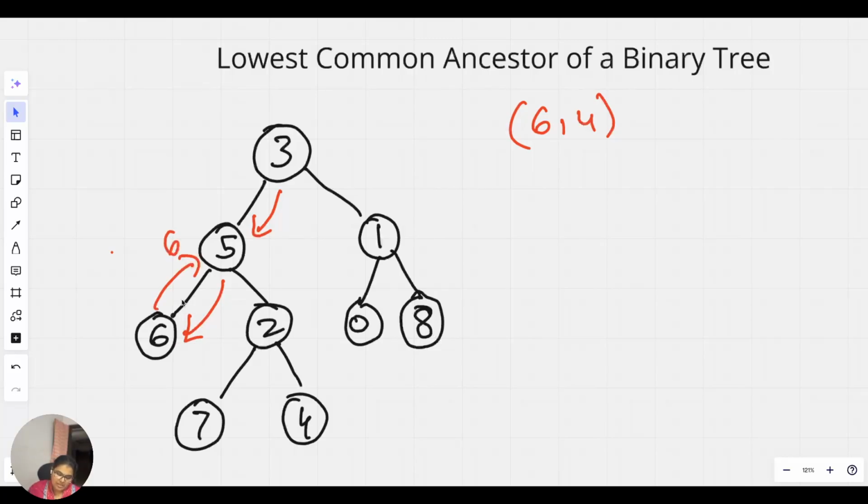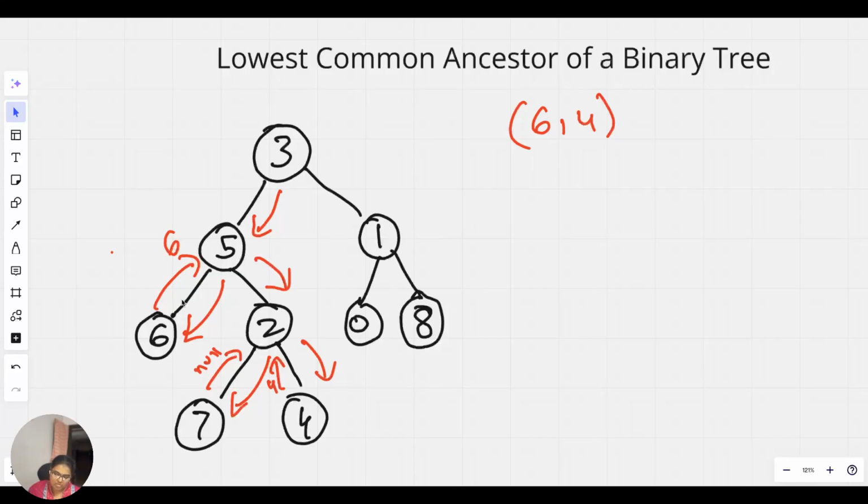Okay. Now for this node, node 5, we have to process the right also. Left processing is complete. Now is 6 or 4 available here? No. For this node, we have to go to left. Is 6 or 4 available here? No. So this returns null. Okay. Now it goes to the right. Is 6 or 4 available here? Yes. So this will return 4.